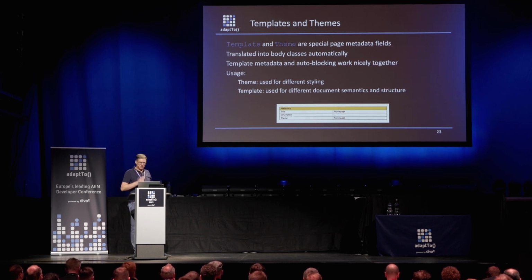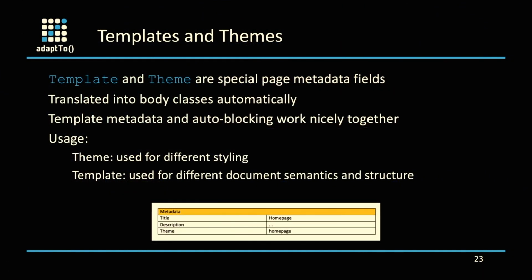And they both actually go nicely together with auto-blocking. A good use case is, for example, you have your corporate website, and maybe you have a list of events, when you have a trade show or conference, and these events typically have a date, a location, these kinds of things. Then you can use a template for the events to get auto-blocking to structure this nicely.